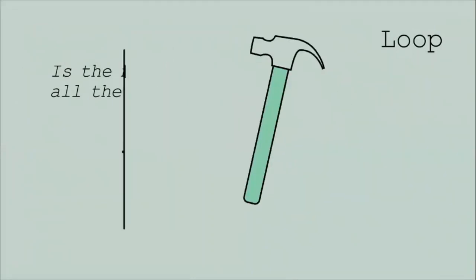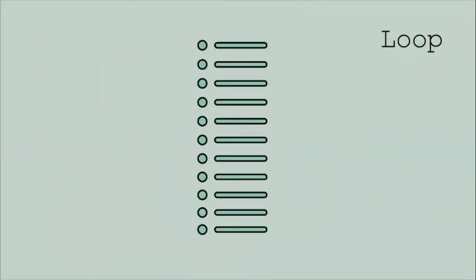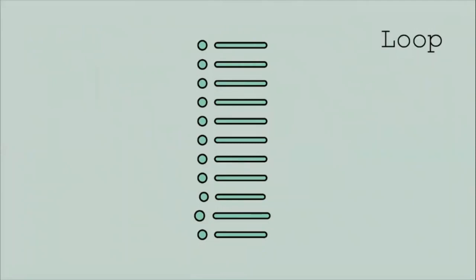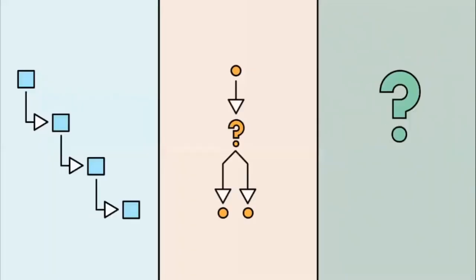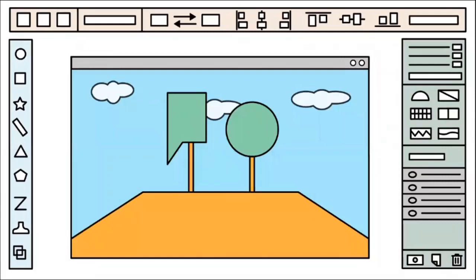Loops allow programmers to efficiently code repetitive tasks instead of having to write the same actions over and over again. These three programming structures may seem fairly simple on their own, but when combined, they can create some pretty complex software.